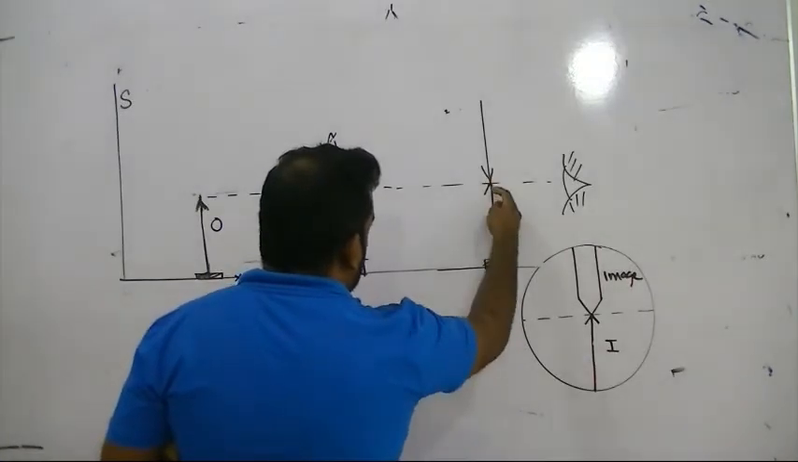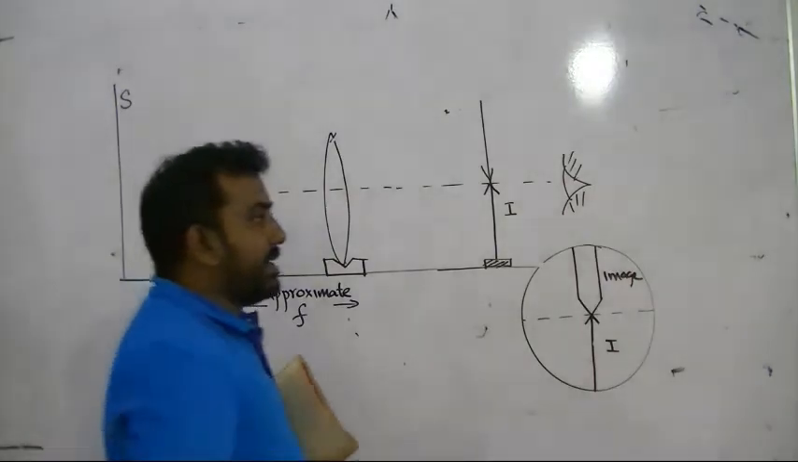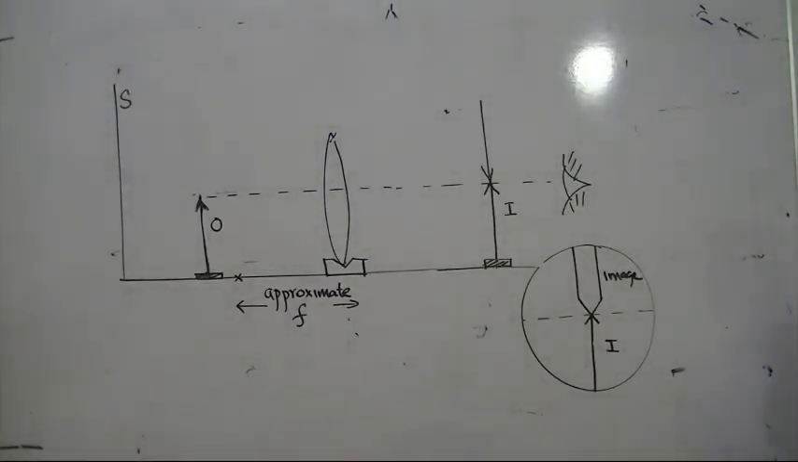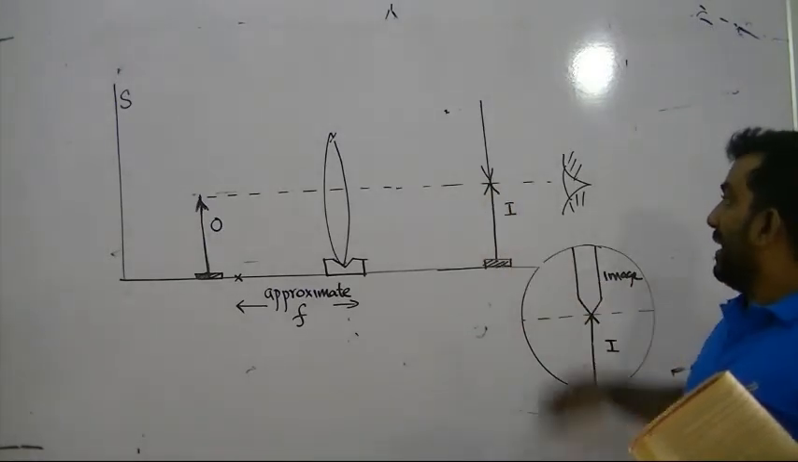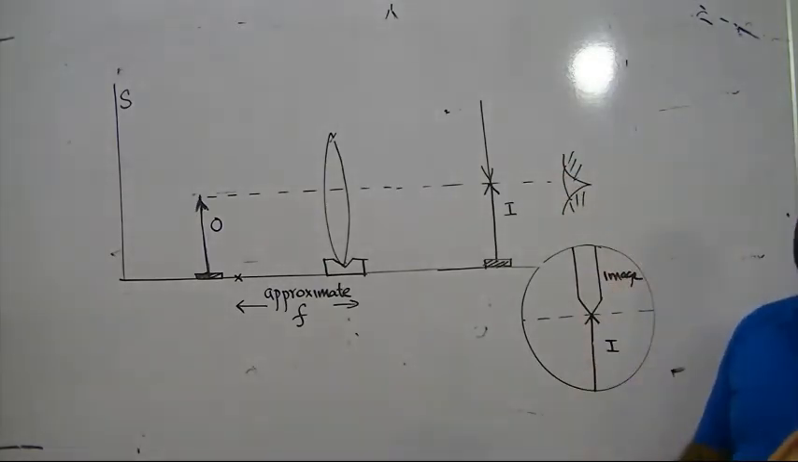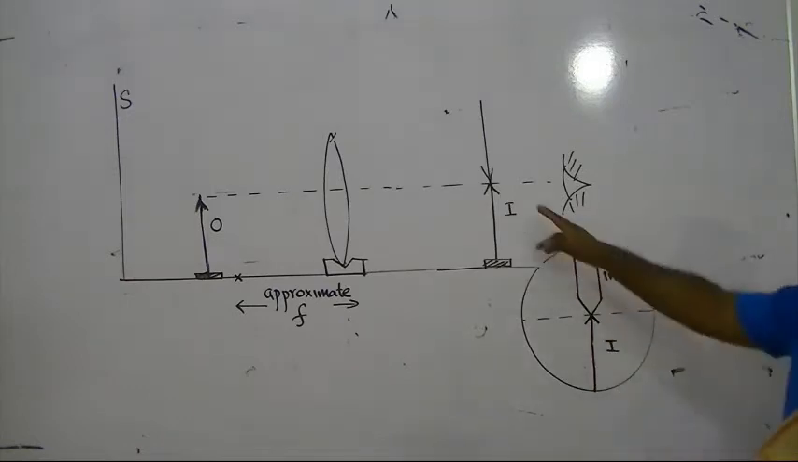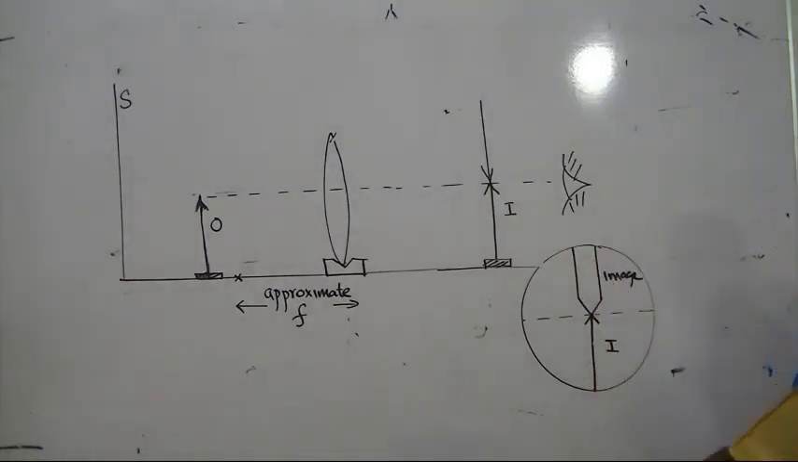And we move the image pin I while moving the eye in the lateral direction, until there is no relative motion between the image and the image pin.